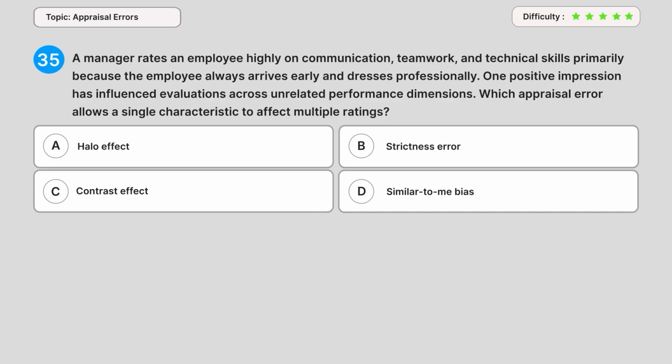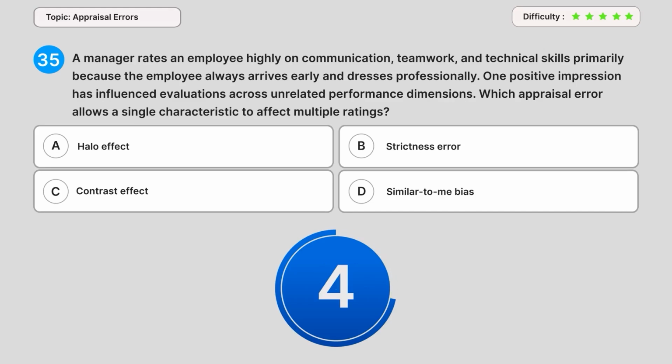A. Halo effect. B. Strictness error. C. Contrast effect. D. Similar to me bias. What do you think is the answer?